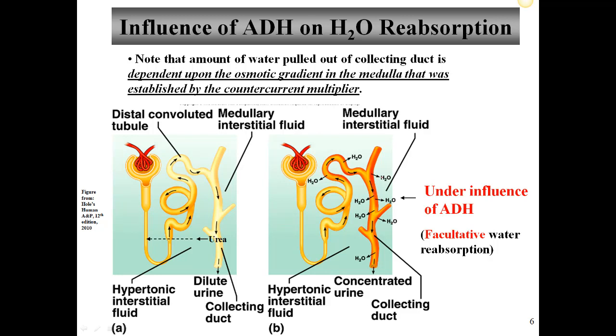And under the influence of ADH, we have lots of water to reabsorb because we have such a dilute fluid that's coming into the collecting tubule. I hope you're getting to understand what we're talking about here. So as it says on top here, note that the amount of water pulled out of the collecting duct is dependent upon the osmotic gradient in the medulla that was established initially by the countercurrent multiplier. That's the purpose of this countercurrent multiplier.